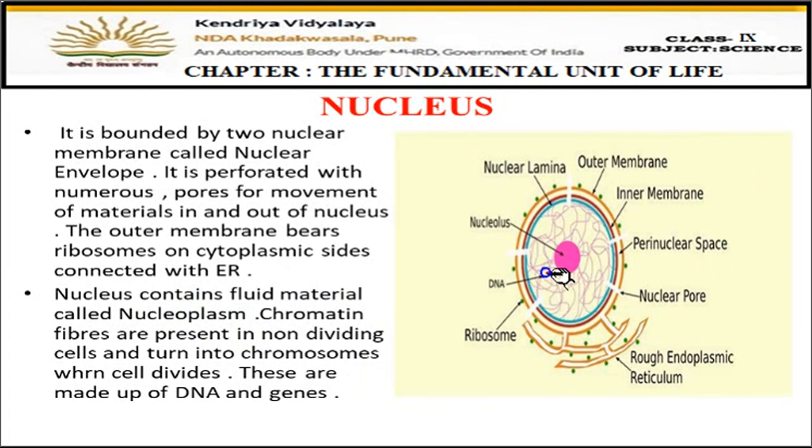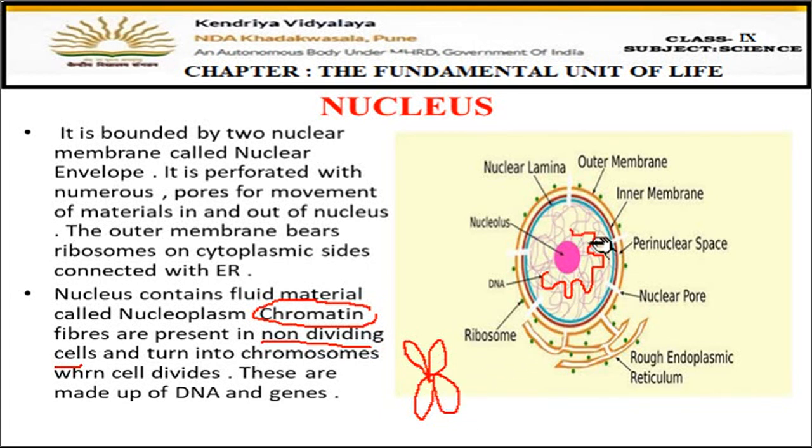You can see here some thread-like structures. These threads which are present here are called the chromatin fibers. What are they called? They are called the chromatin fibers. These chromatin fibers are only seen when the cell is not dividing. These chromatin fibers are visible only in non-dividing cells. But when the cell starts dividing, then these thread-like structures become dense, compact, and they take this type of shape, right?